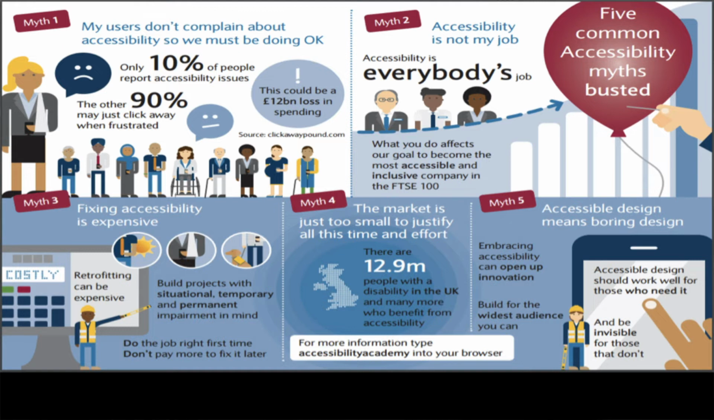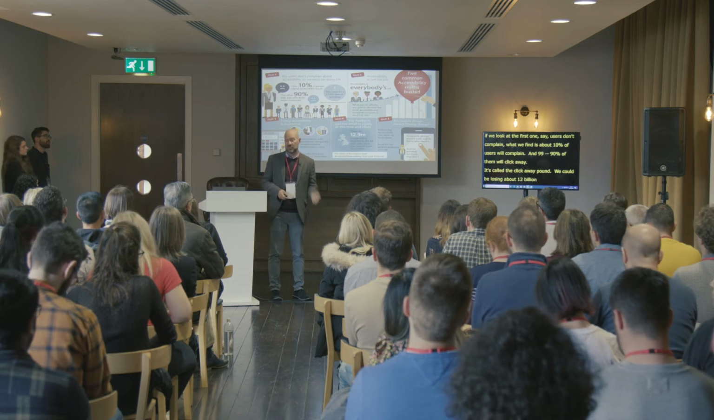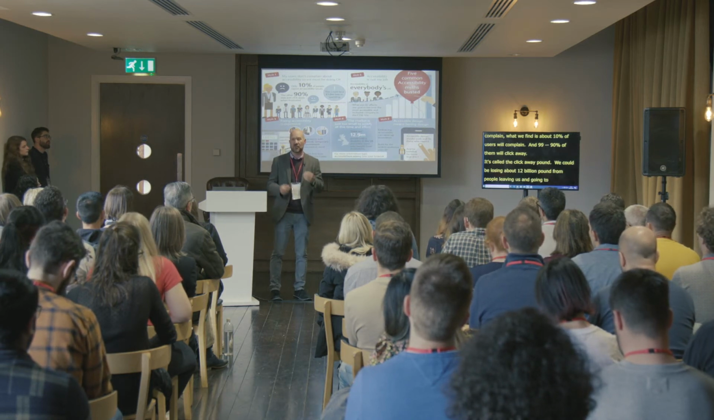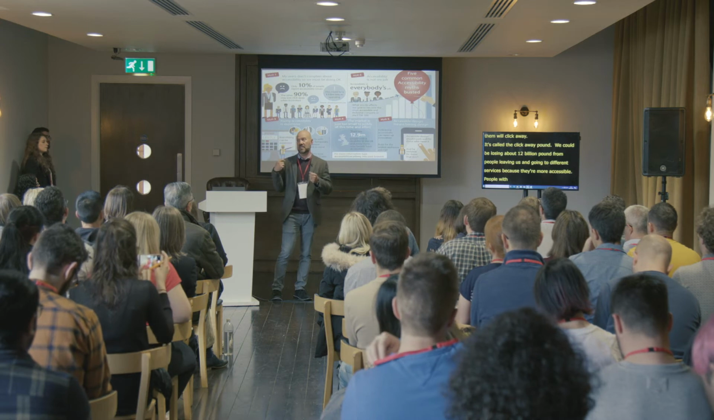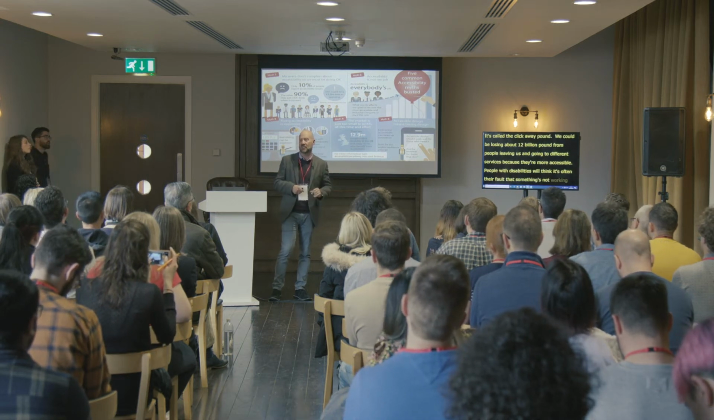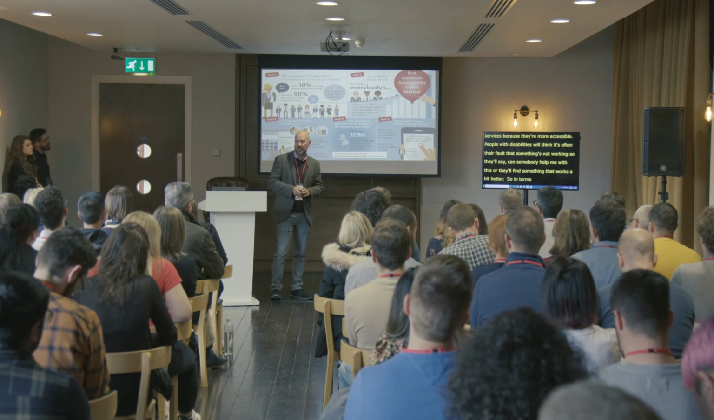So if we look at the first one, users don't complain, what we find is that about 10% of users complain. People with disabilities will complain. 90% of them will just click away. There are studies that have shown that, and it's called the click-away pound. We could be losing about 12 billion pounds through people just leaving us and going to different services because they're more accessible. What you'll find is people with disabilities will often think it's their fault that something's not working. So they'll just say, can somebody help me with this? Or they'll just find something that works a bit better. So in terms of complaints, it's not always the best gauge when we're talking about accessibility.